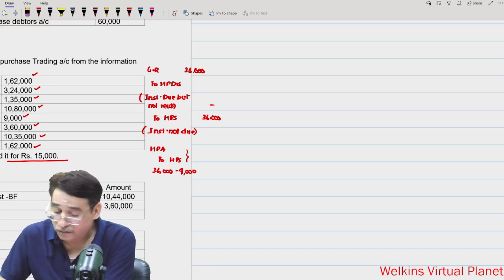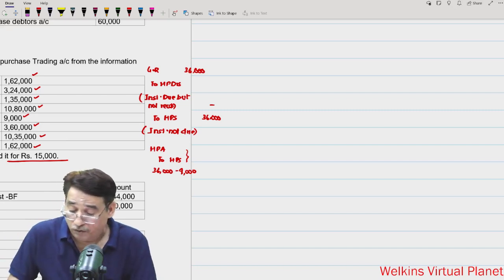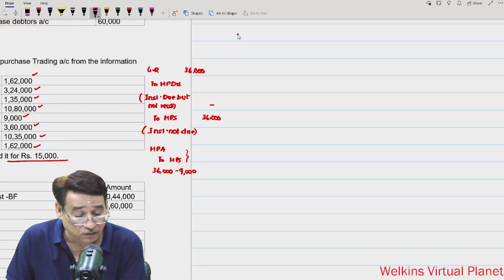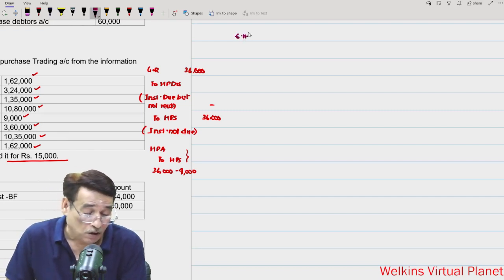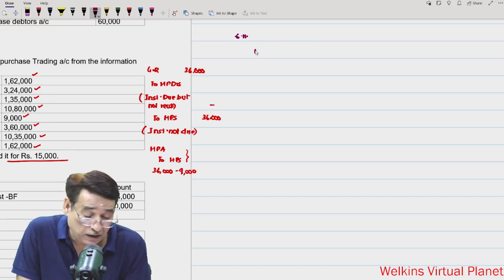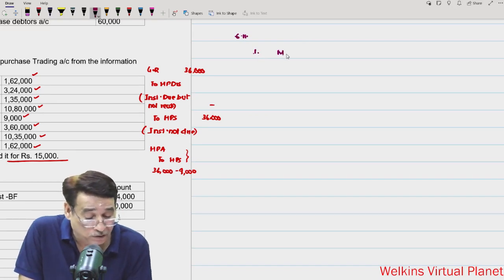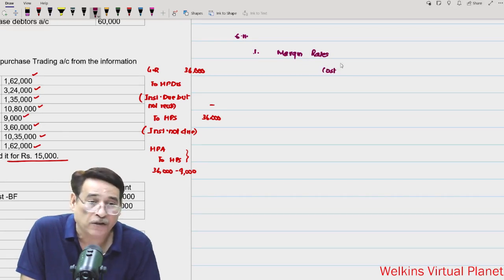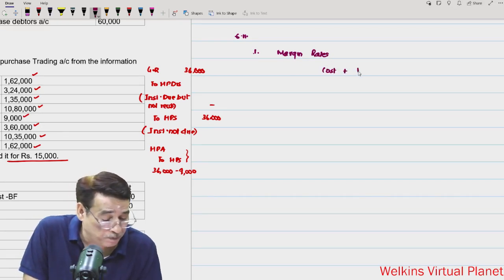6.11 is the question. So we start with 6.11. Your first target should be to compute the margin rates. What is margin rates? In this particular question, cost plus margin is equal to selling price.